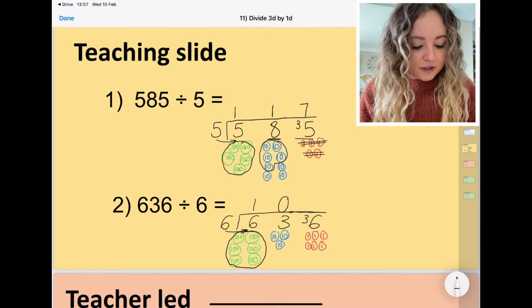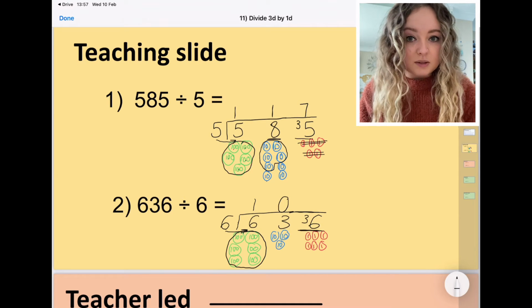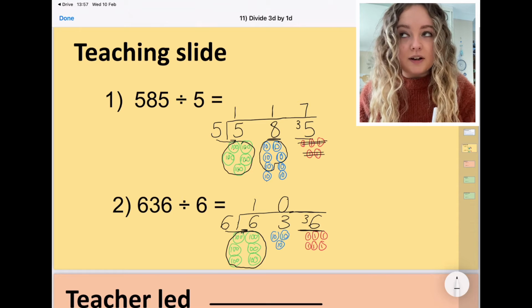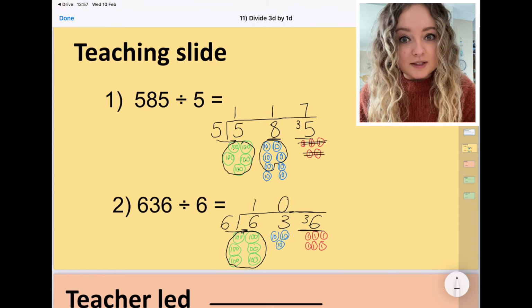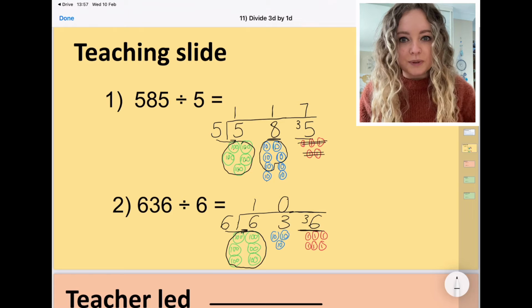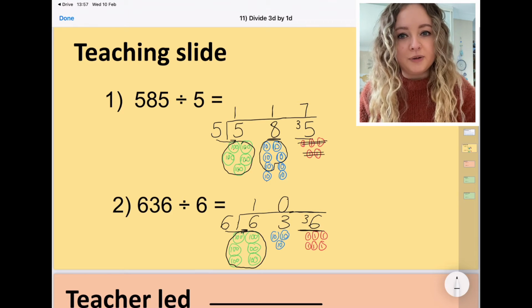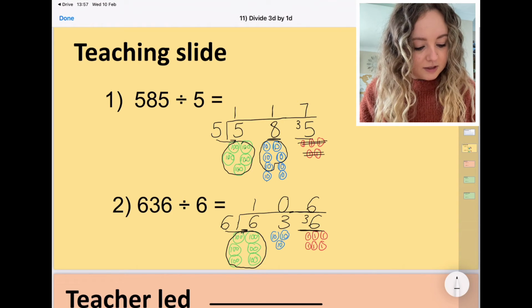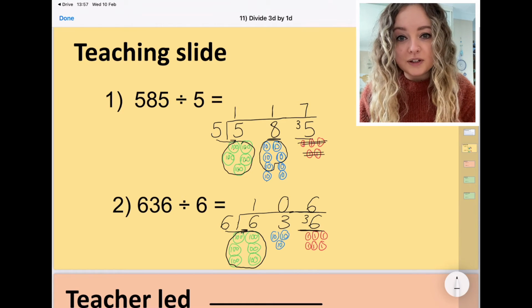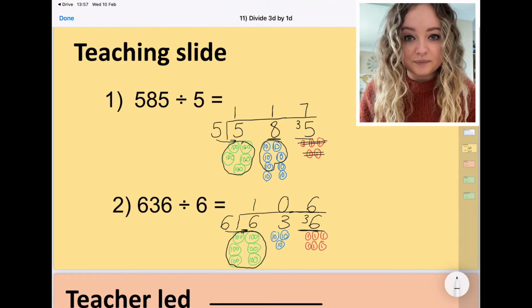Okay, so the final part is doing how many 6's go into 36, which we've got at the end now. And I know that 6 times 6 is 36. That's just one of those multiplications I always remember. I don't know about you. Okay, so I know that it goes in 6 times. So our answer is 106 there.